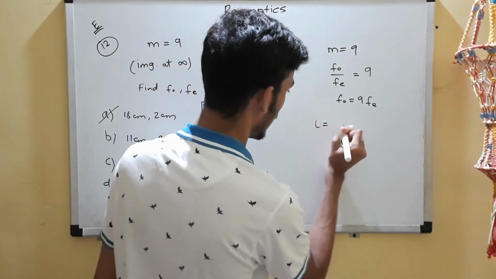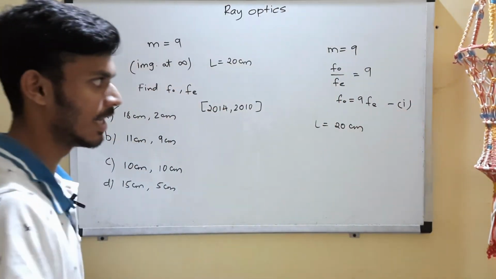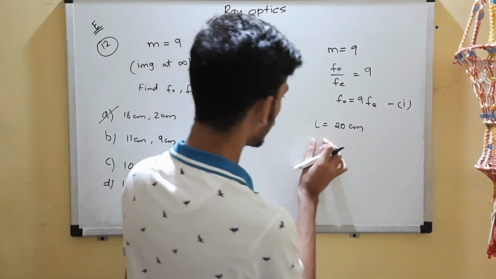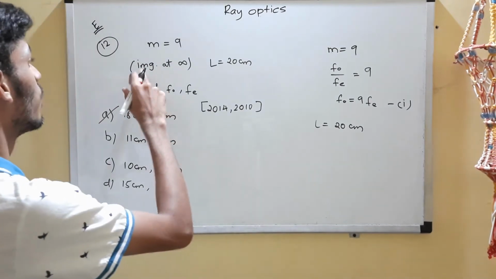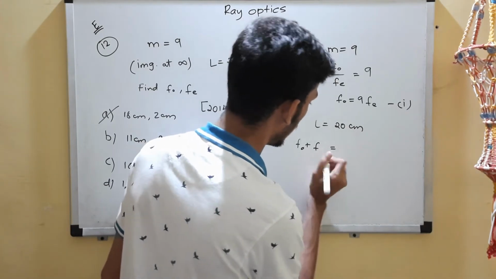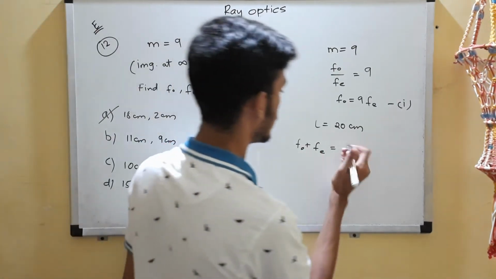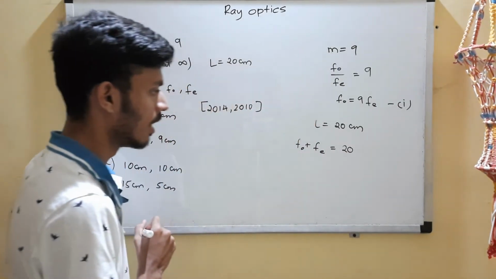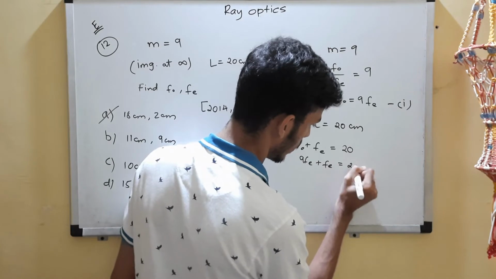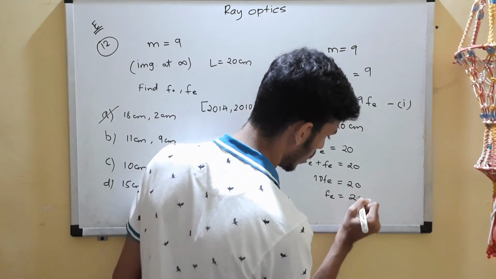Now you are also given that L is 20 centimeters. Basically, we'll find two relations between FO and FE, solve them simultaneously and have our answer, right? So L is given as 20 centimeters. In case of image at infinity, L is FO plus FE. When the image is not at infinity, it is FO plus UE, but when the image is at infinity, it's FO plus FE. L is 20. Now we can substitute FO as 9 FE, so 9 FE plus FE, and we have 10 FE is equal to 20. So FE is nothing but 2 centimeters.